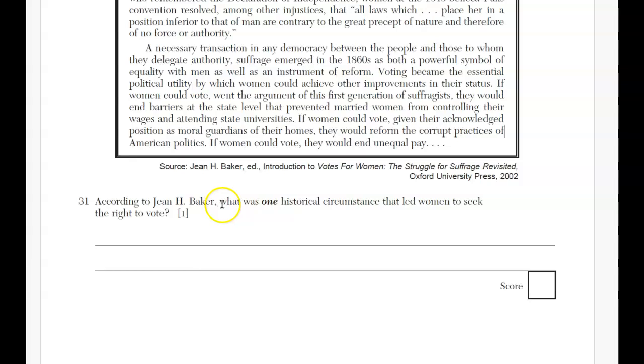Okay, now for document 1, notice they then give you a question. According to Jean H. Baker, what was one historical circumstance that led women to seek the right to vote? You get a point for this. This is before you write the essay. You have to answer a question on each of the documents themselves. You have to answer the question.